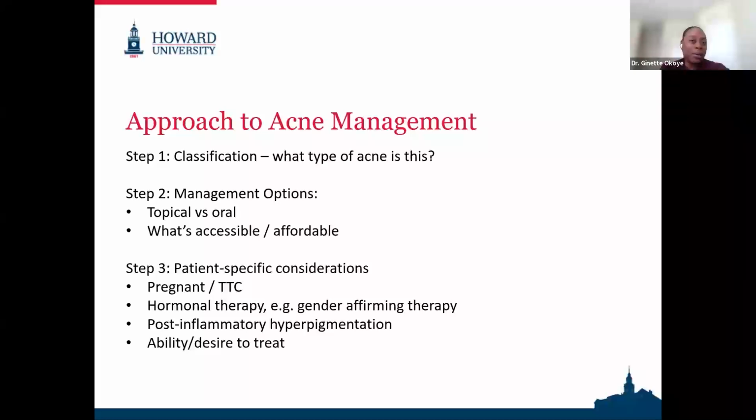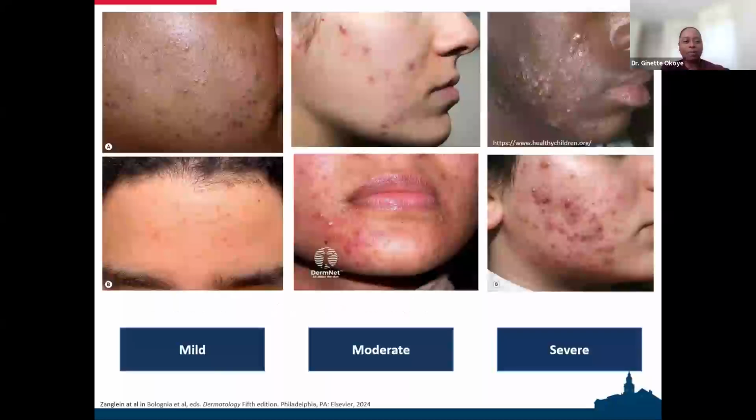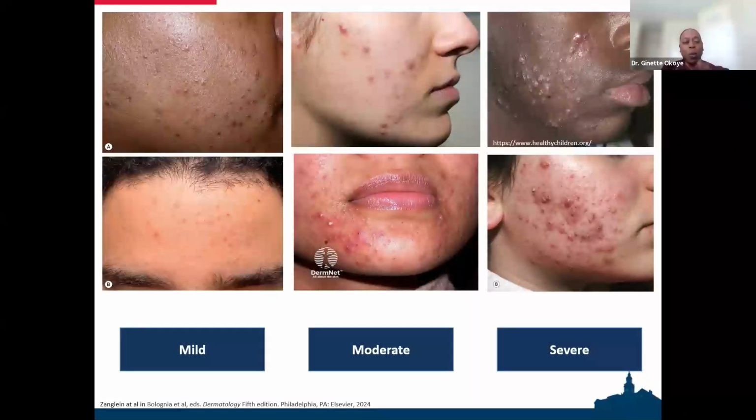And then sometimes people have acne that looks pretty bad to us, but they don't really want to treat it. So I think you have to get a sense for whether the patient really wants to treat their acne or not. So how do you classify acne? How do you decide what am I dealing with here? Well, you could go as simple as saying, is this mild, moderate, or severe acne? And I've given you some examples here to get a sense for that.